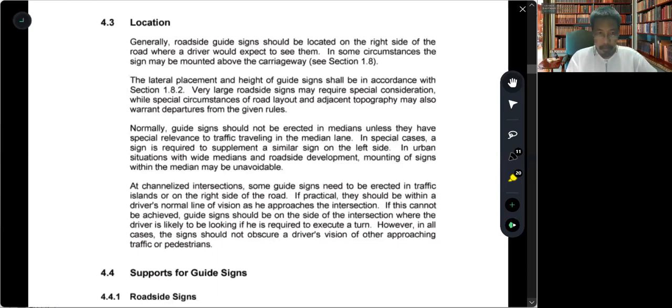However, try to prevent obstruction in the driver's side of vision.